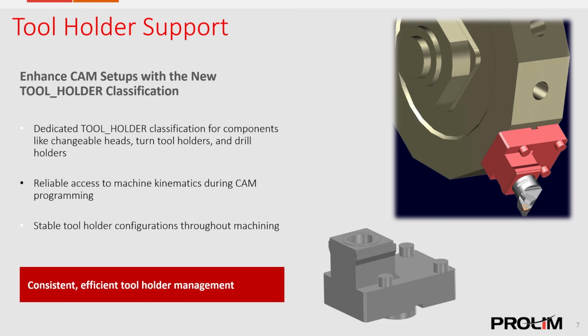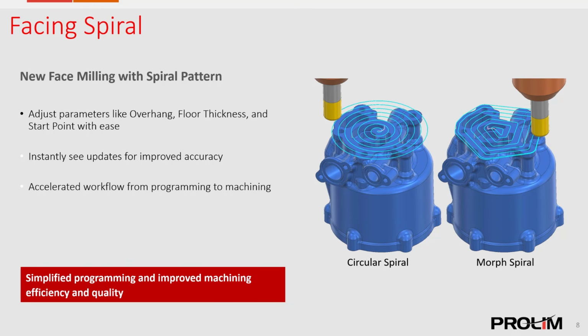Now, coming to the next topic, this is a really exciting topic, I would say. NXCAM has the new face milling operation with spiral pattern and morph spiral pattern. This update brings both powerful functionality and a modern, as you saw, intuitive user experience. In the past face milling operation, it has basically the same functionality, where you can see the changes right away when you edit inside the toolpath dialog box.